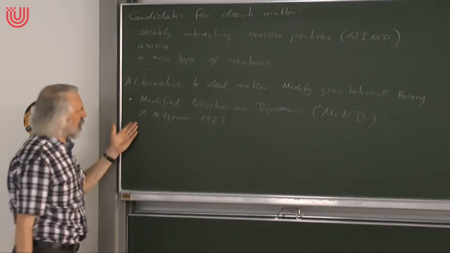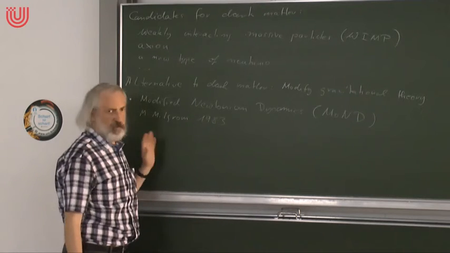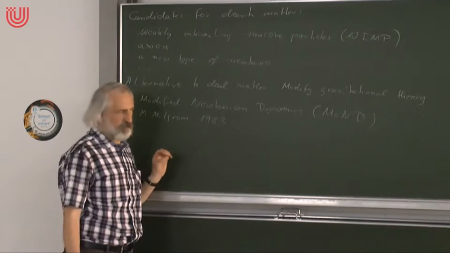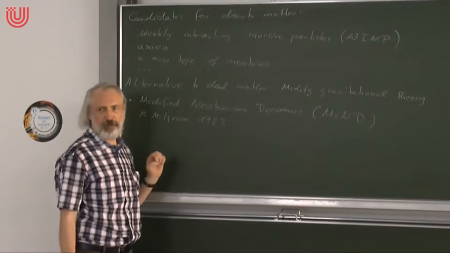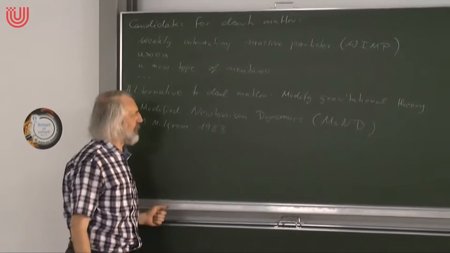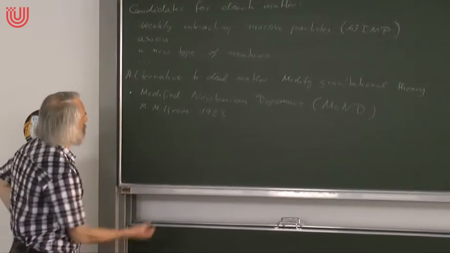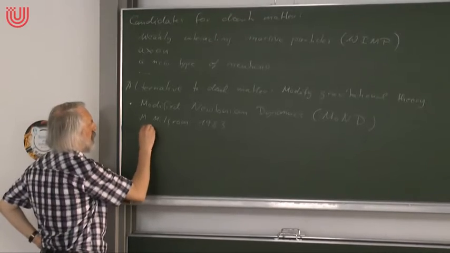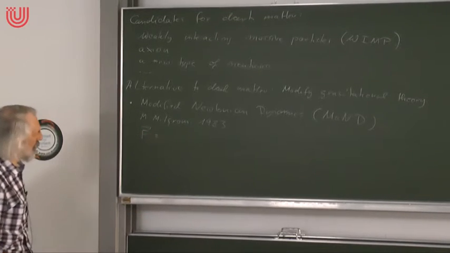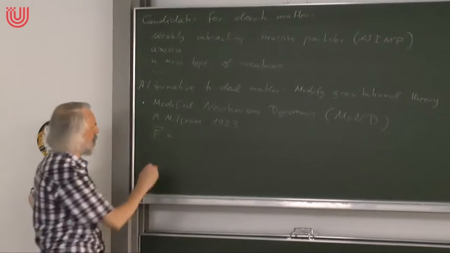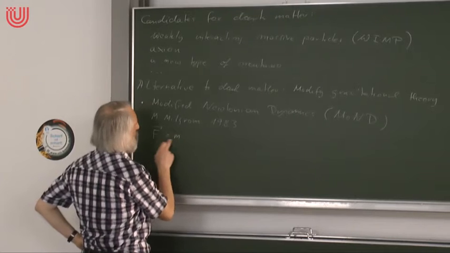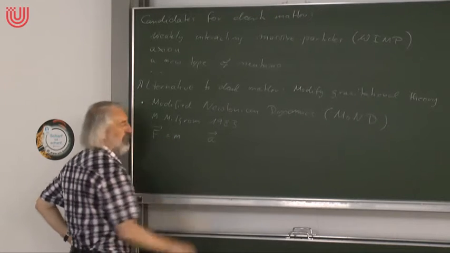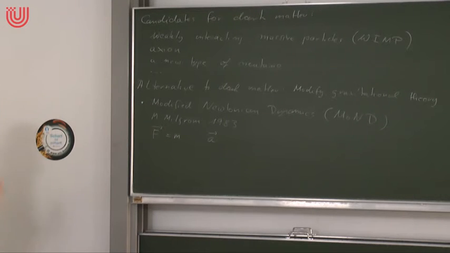And what did he suggest? Well, he suggested to modify the Newtonian equation of motion, which is one of the best established laws in physics, which we have had for several centuries. But what's the ordinary Newtonian equation of motion? Ordinary school physics: the force is mass times acceleration. That's the standard.